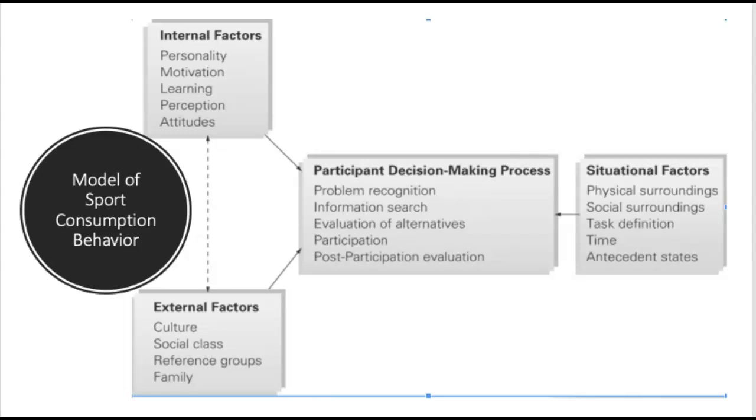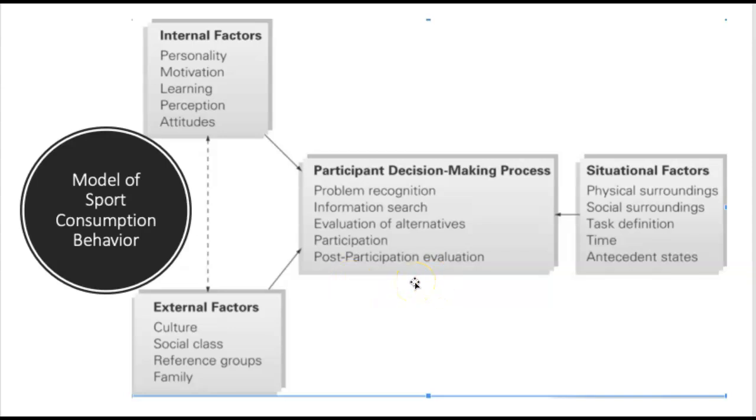So the whole decision-making process starts from problem recognition first, and then we're going to search for information. We're going to evaluate all the alternatives we have, and then we participate in the sport, and then we're going to evaluate the decision we just made, right? This is the decision-making process. This decision-making process is also the same for a customer when they decide to purchase a product. Normally, you have to do these 5 steps.